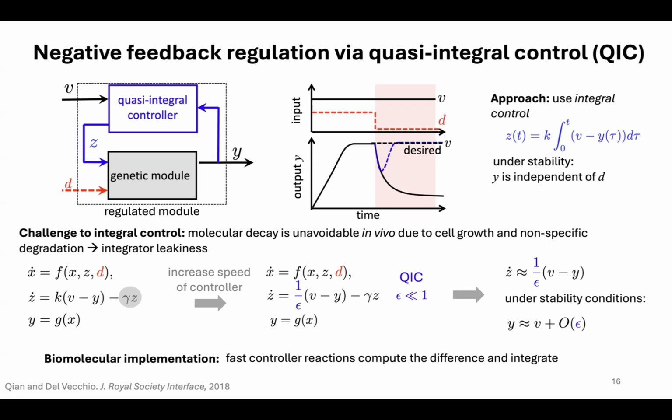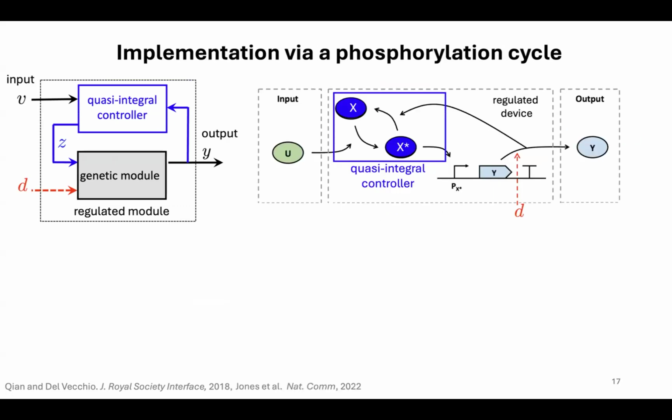So bottom line, if we think of biomolecular implementation, what this is telling us is that we need controller reactions that are fast to capture this 1 over epsilon parameter and compute the difference between the reference and the true output and integrate that difference. So we worked on several implementations. This is one of the implementations that we built in mammalian cells.